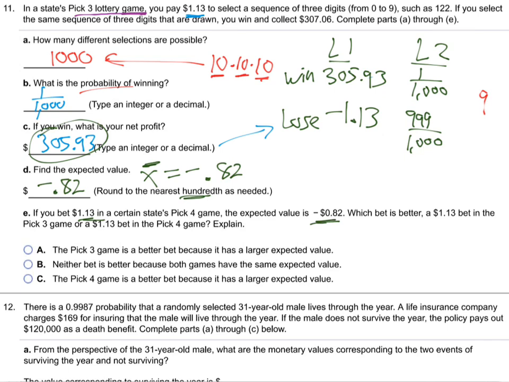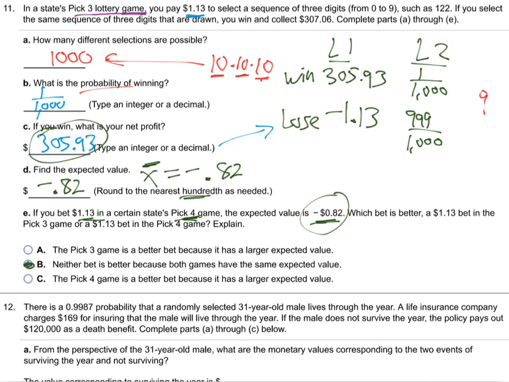And then they're asking some kind of question. What's their question? Which bet is better? A $1.13 bet in the pick 3 game or a $1.13 bet in the pick 4? Oh, so then there's a pick 4 game. Oh, those are the same. Yeah, so they're saying some other game has the same number. So neither is better because they're the same expected value. That's what they're looking for there.